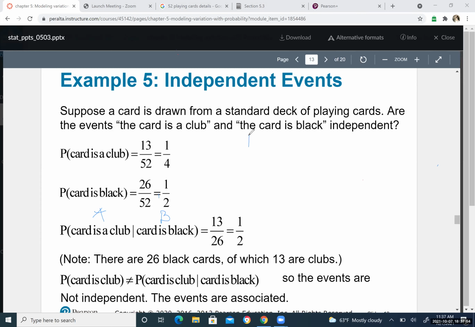The formula is testing whether P of A given B is equal to P of A, to test if they are independent. So now compare. This we have 1/2. Based on this example, will it equal? Club is event A, right? It's not equal to 1/4, right? So if they are not equal, what does it mean? If they are equal, they will be independent, correct?